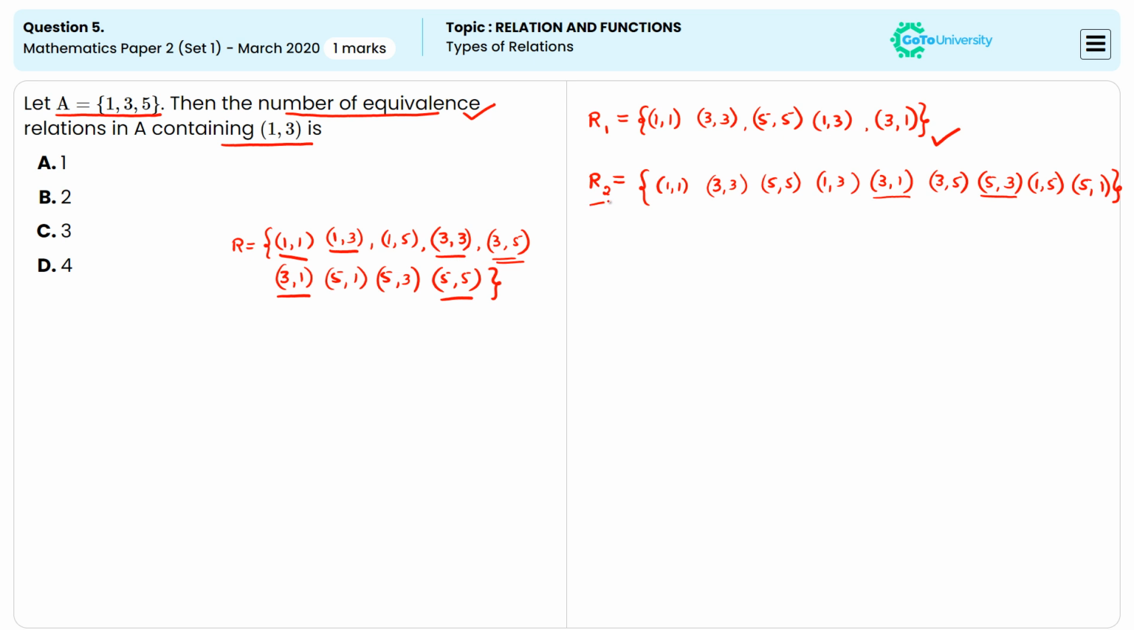Now, if I compare this R2 with the original universal relation R, then I can say that R and R2 are exactly the same. So we have got two possible equivalence relations here. One is R1 and the second one is R2, which is nothing but the original one. So I can go with option B, which is 2.